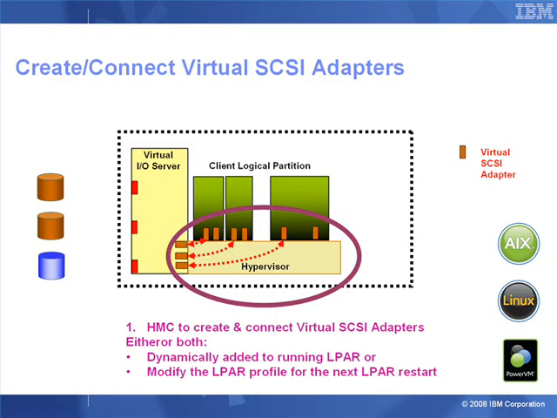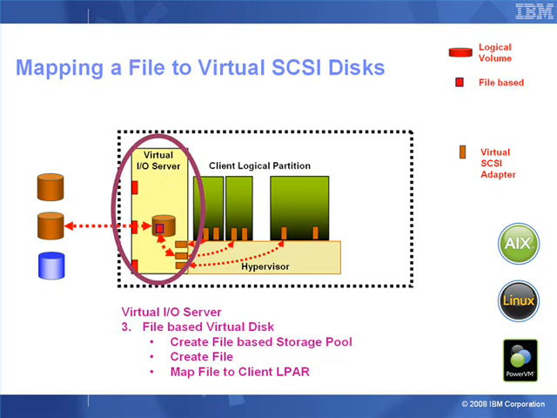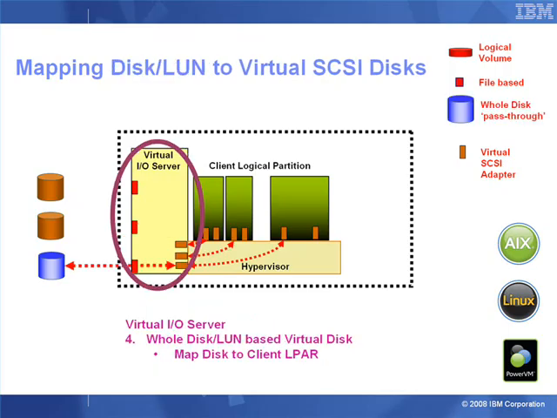of the logical partitions. For the logical volume based virtual disk, we get the disk online, create a storage pool, which is like a volume group, then we can create the logical volume in it and then map that to the right SCSI adapter. For the file-based virtual disk, we do much the same things, but we create this time a file-based storage pool, then we create the large file and connect that to the right adapter. And finally, when we're connecting a whole disk or a LUN, if it's a fiber channel disk, to the virtual disks, this is actually very much easier. We just map the disk straight through to the right adapter.